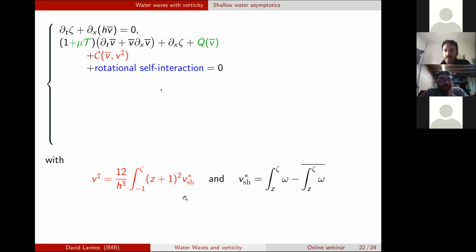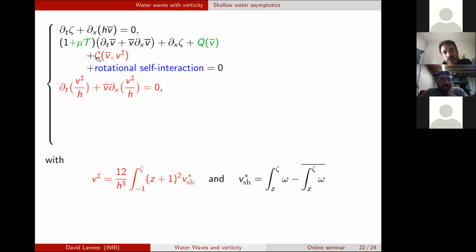The problem is we don't know V sharp. For V sharp, we have to compute the shear velocity, and in order to compute the shear velocity, we have to compute omega, then we have to solve the equation for omega, which is d plus 1 dimensional, and you don't want to do that. You don't want to lose 1 dimension. So you want to derive an equation for V sharp. And actually, you have one. You can try to time differentiate it and look what happens. And you find that you have an equation for V sharp, which is quite simple. It's essentially a transport term of the velocity V bar on V sharp over H.